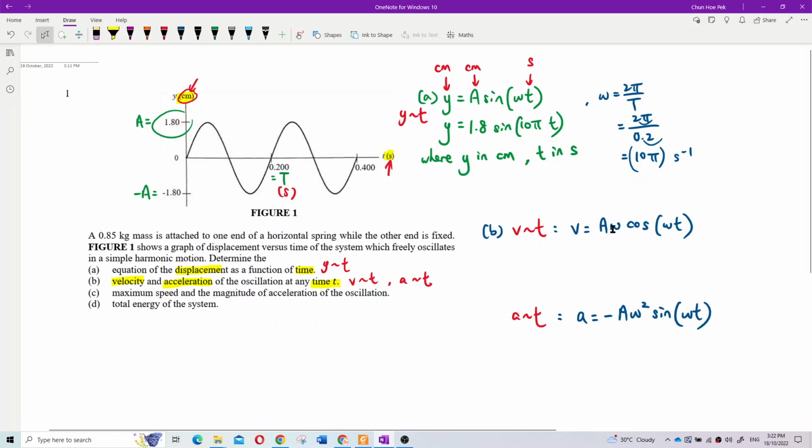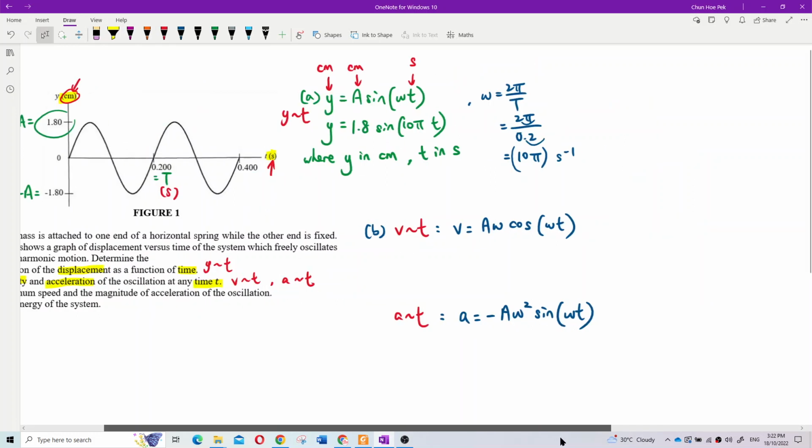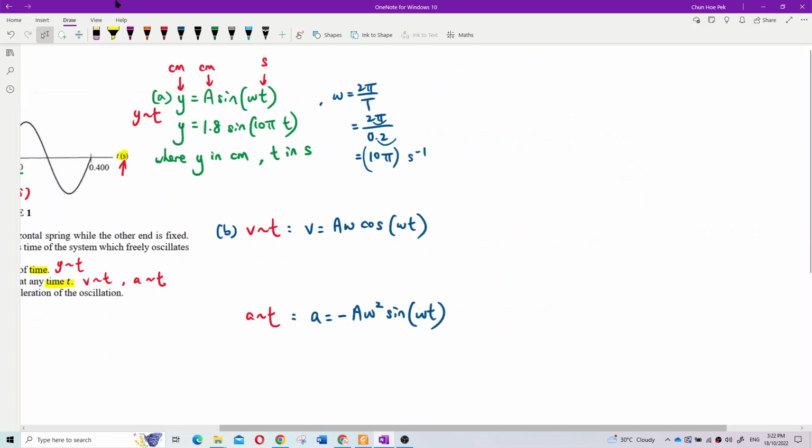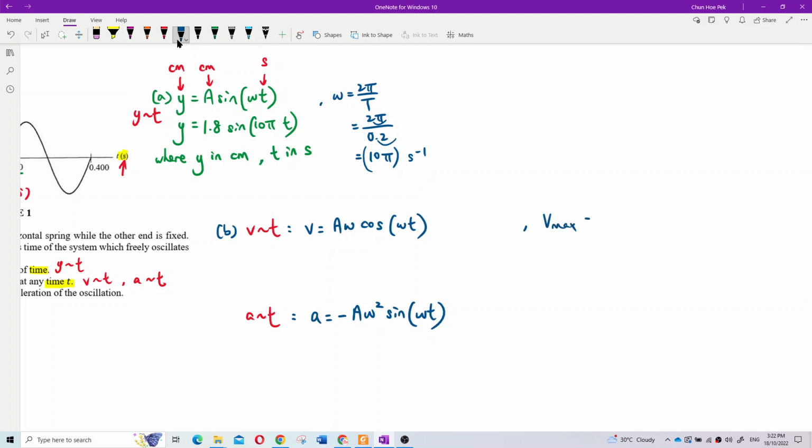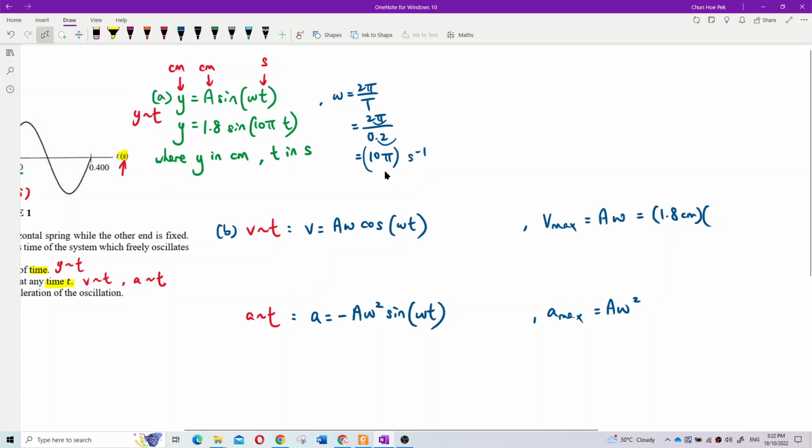But first of all, we need to find A omega. In fact, A omega is the V maximum, right? V maximum is A omega, and acceleration maximum is A omega square. So put in the value. Just now, the amplitude we got was 1.8 centimeter. Multiply by omega, which is 10 pi. So what do we get? Let's calculate 1.8 times 10 pi.